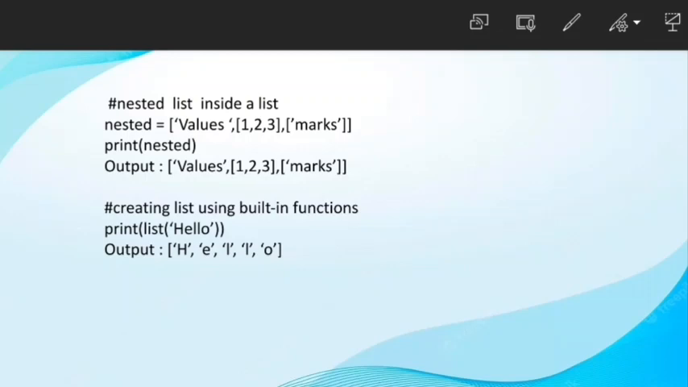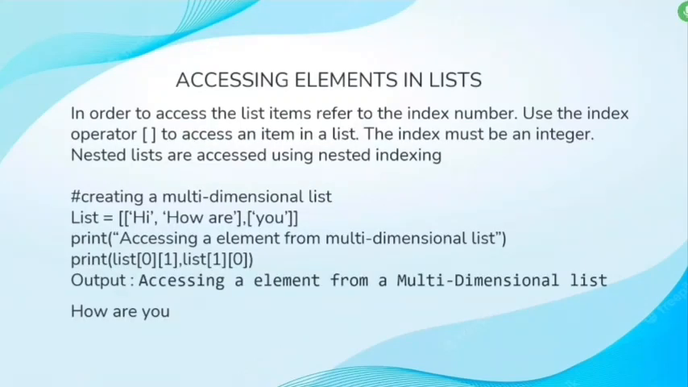Now my friend Jebin will discuss accessing elements in the list. Accessing elements in the list. In order to access the list elements, refer to the index number. Use the index operator to access an element in a list. The index must be an integer. Nested lists are accessed using nested indexing.